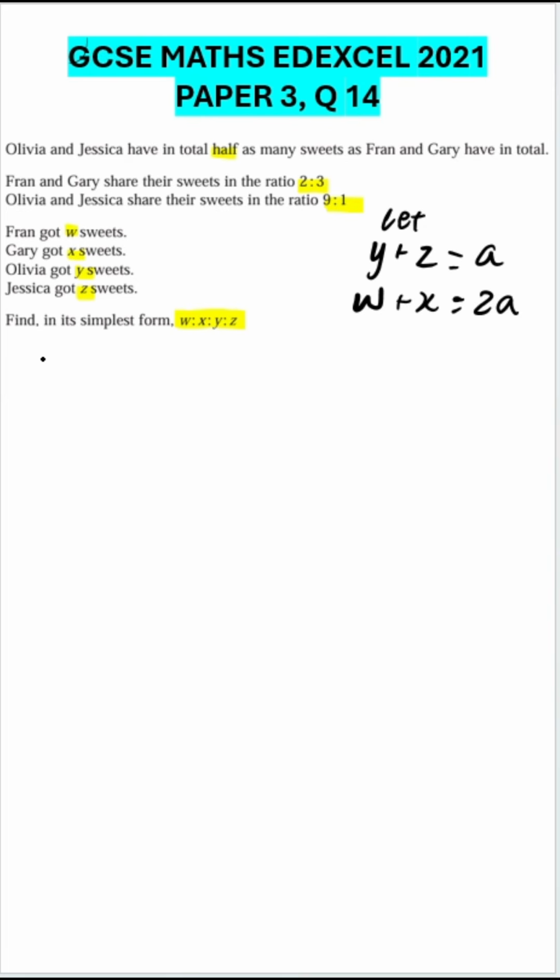And now if I quickly write down the ratio of Olivia to Jessica, I know that Y to Z is equal to 9 to 1. And so that I can add these two numbers together, I'm going to need a random constant, which I'll call K. So I'm going to put 9K to 1K. And the total of these two is 10K. And I know that the total of Olivia and Jessica is A. So the total that I have in terms of K is 10K. So 10K is going to be equal to Y plus Z, which is equal to A.